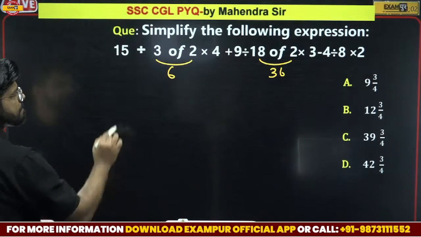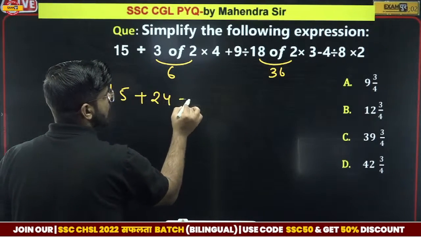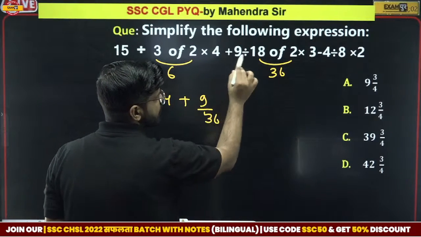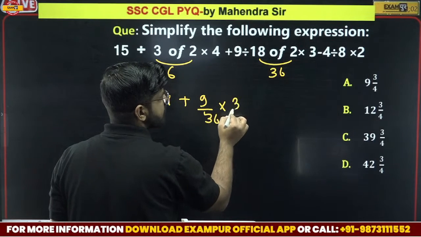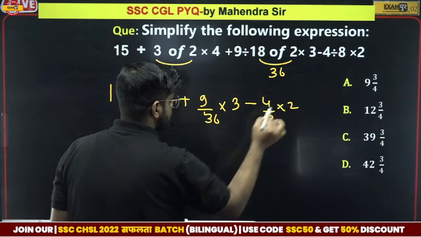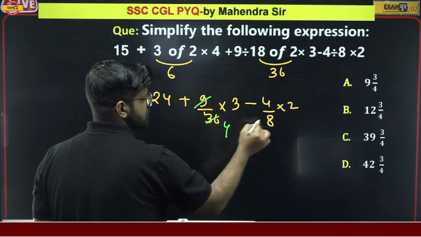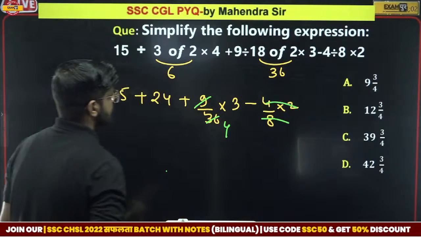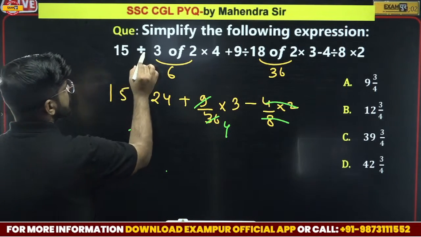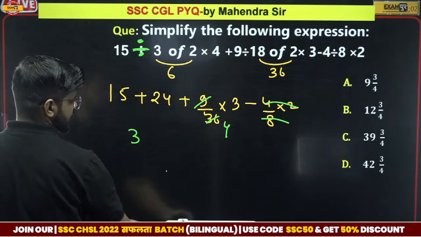Now solve the question. So 15 plus 6 into 4, that means 24, plus 9 divided by 36, multiplied by 3, minus 4 divided by 8 multiplied by 2. So this is what we are getting here. Just solve: 4 twos are 8. And here we are getting 39. Here it is not plus, here it is divide sign.